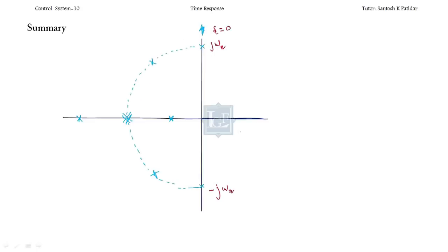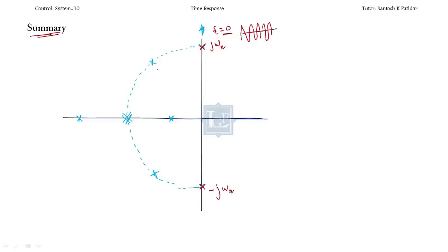Okay, so let's come to the summary now. Correct. So at exactly zeta equal to 0, we got two values of the poles, plus or minus j omega n. So this is plus j omega n, this is minus j omega n, on the imaginary axis. Is it correct? So here the system nature is oscillatory. Correct. For zeta equal to 0, we have seen the natural oscillation. Correct. And the system is an undamped system.